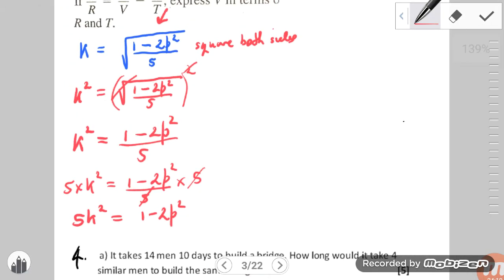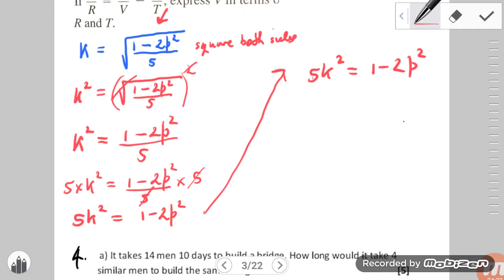Now let's take the problem here to the top. So we have 5k squared. We have 5k squared is now equal to 1 minus 2p squared. We need to remove the 1.